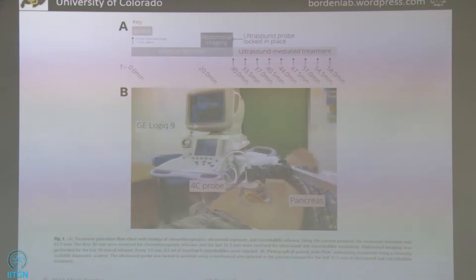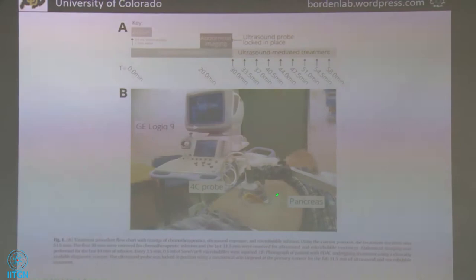Okay, so there's no bubbles, but then here they start injecting bubbles. They do an injection of bubbles, and then they're going to do these multiple injections for the next 30 minutes. So this shows you they use this GE Logic 9 ultrasound scanner. They have the scan head, it's a 4C probe.